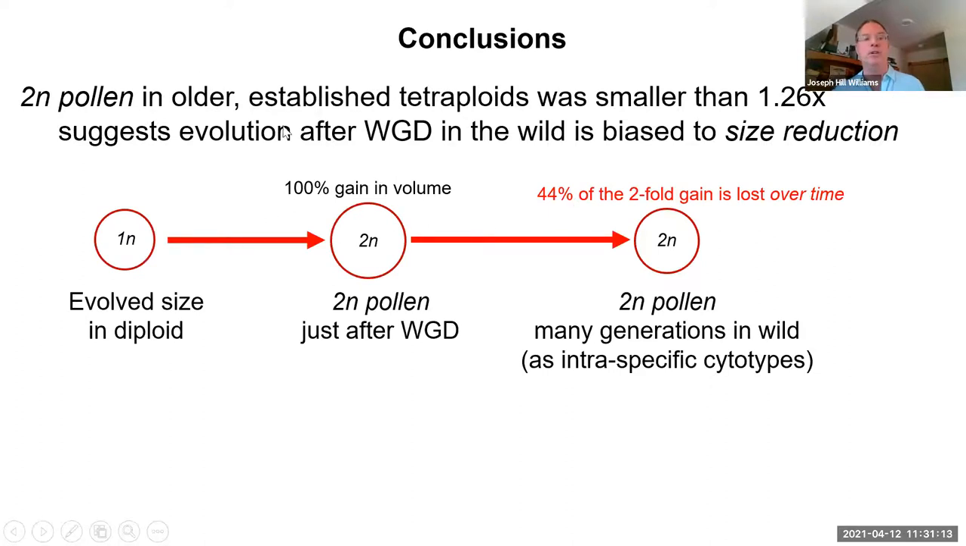And then I showed that in established tetraploids, the effect of whole genome duplication was a lot less than 1.26x. And that suggests that evolution after whole genome duplication is biasing pollen evolution to reductions. Not too surprising. You have 100% gain in volume, and then 44% of that twofold gain is lost over time, is what my data suggests. And that's happening within species, so it's not happening over huge amounts of evolutionary time.